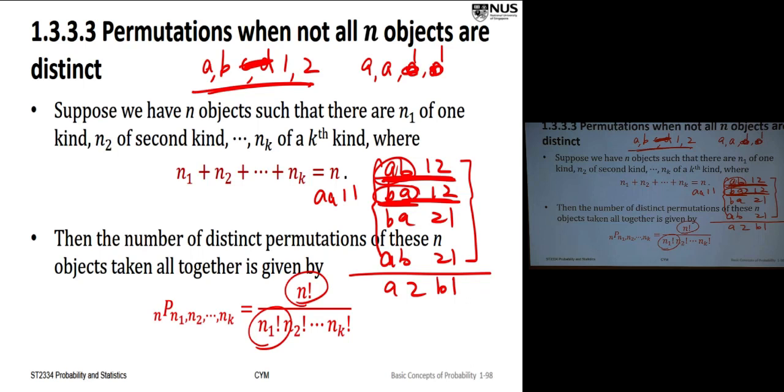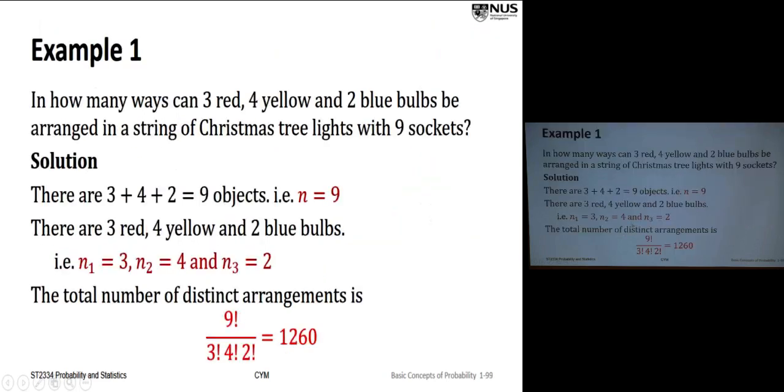If you treat it as distinct, then you don't have to divide it. But once you treat them the same, then all becomes 1. So that's why you have to divide by n1 factorial, because all this n1 factorial arrangement is considered as the same. My example is not very good, but let's look at this one.